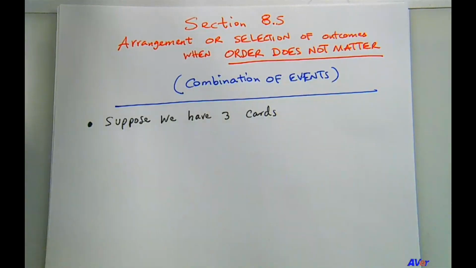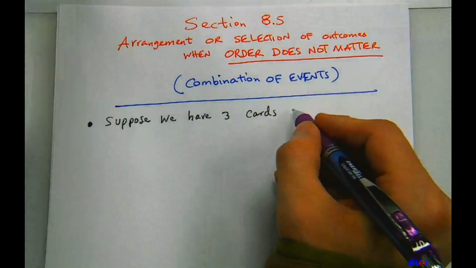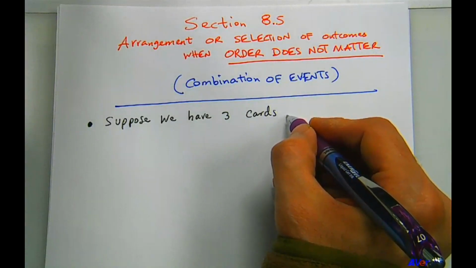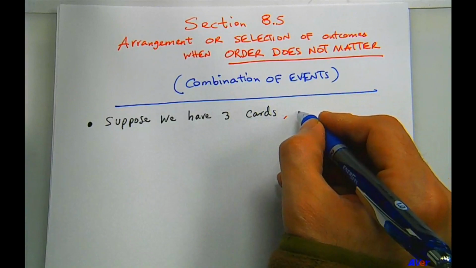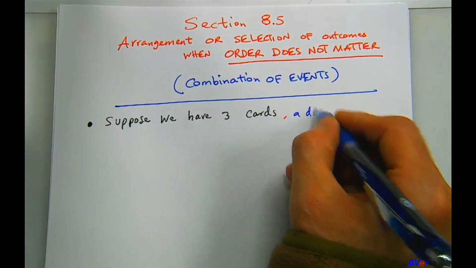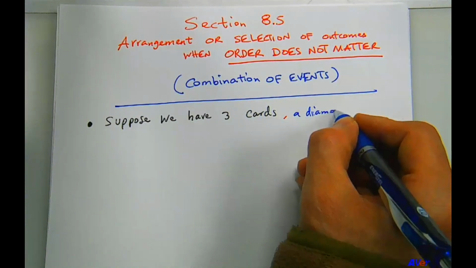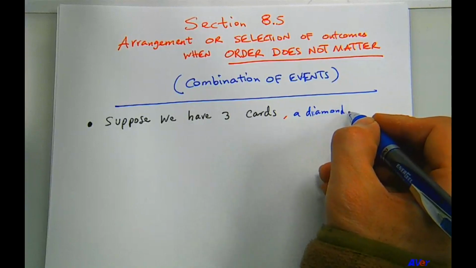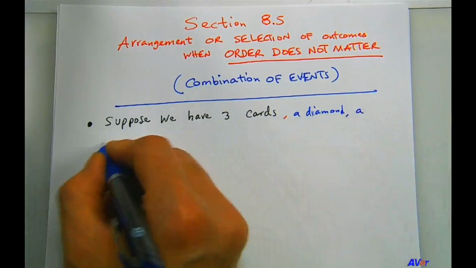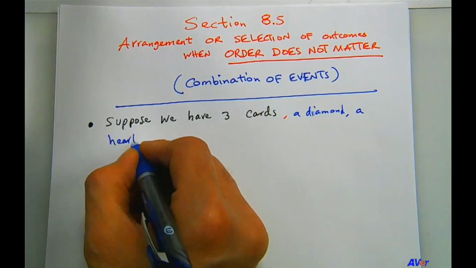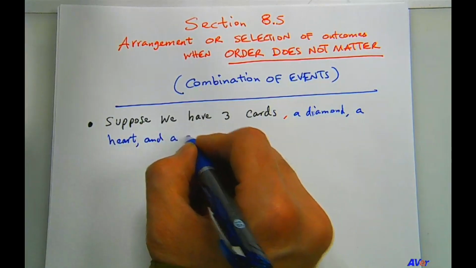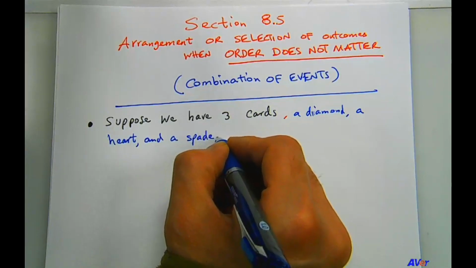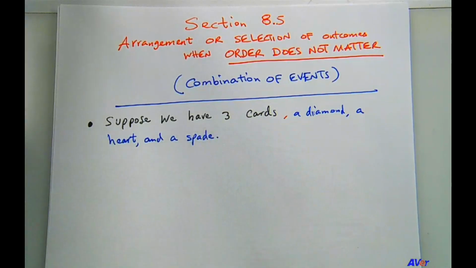So suppose we have 3 cards, and let's say these are the 3 cards that are these. We have a diamond, a heart, and a spade. Right? Just 3 cards.